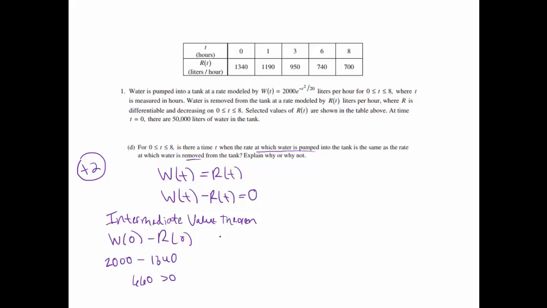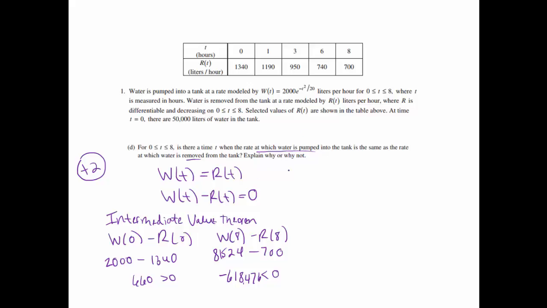Okay, and now I'm going to do the other endpoint, which is W of 8 minus R of 8. So W of 8, again, just plug 8 into the W function, and that gave me 81.524. Okay, minus R of 8, just look up in the table, it was 700. This will give me negative 618.476, which is less than 0. So if at the beginning of the interval W minus R was greater than 0, and at the end of the interval W of 8 minus R of 8 was less than 0, then there must have been some point where W minus R equaled 0.